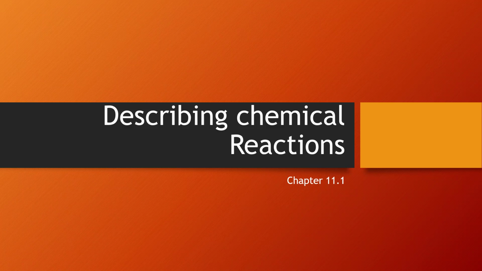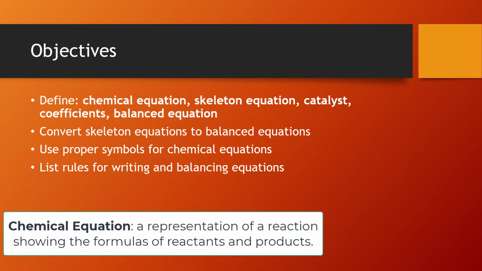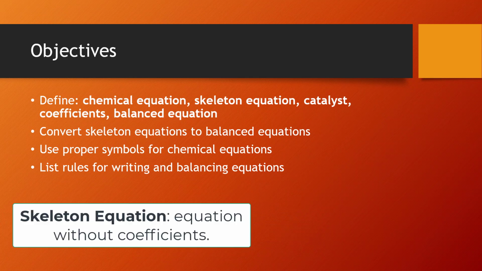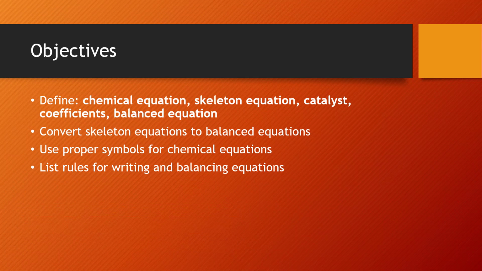Let's look at how to describe chemical reactions. In this lecture, be able to define chemical equation, that is a representation of a chemical reaction. Skeleton equation, this is the equation, but it doesn't have little numbers. It tells how much of each side there are.